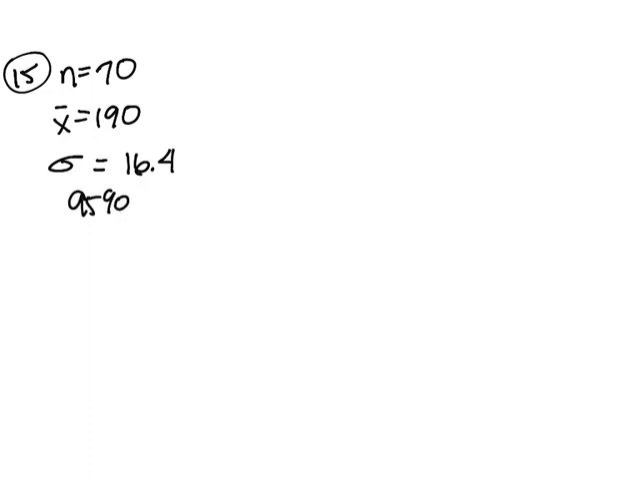Back to the confidence intervals. A laboratory tested 70 chicken eggs. We're back on cholesterol, and the mean was 190. Assume that, okay, now that little symbol means population. Standard deviation is 16.4. Construct a 95% confidence interval. So you're using the little box because of that symbol.